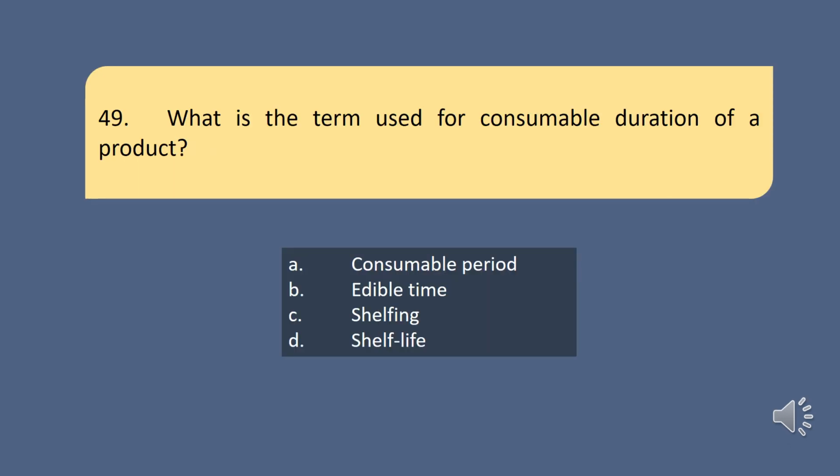49. What is the term used for consumable duration of a product? A. Consumable period. B. Edible time. C. Shelving. D. Shelf life.